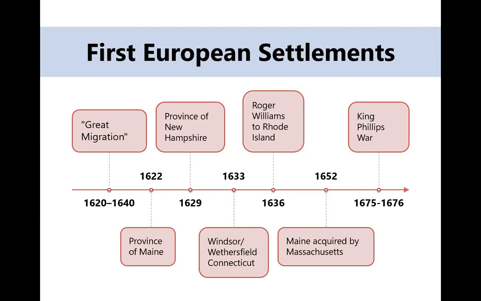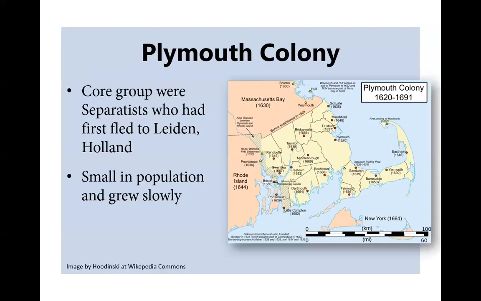Massachusetts acquired Maine in 1652. So you see that by mid-century, the major New England provinces had been established. Only Vermont was not settled by the English in the 1600s. Plymouth Colony was, of course, the first settlement. It was a core group of separatists who had fled initially to Holland before coming across the ocean. It was a small colony and grew very slowly.